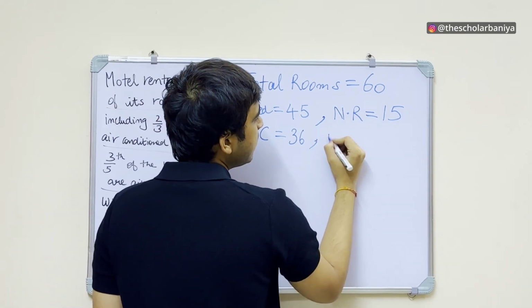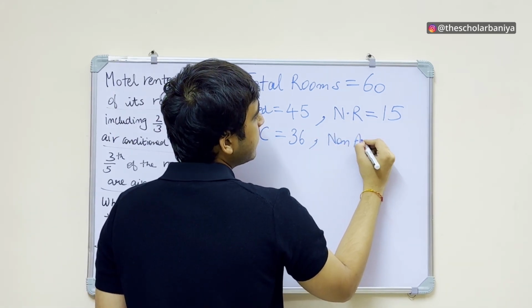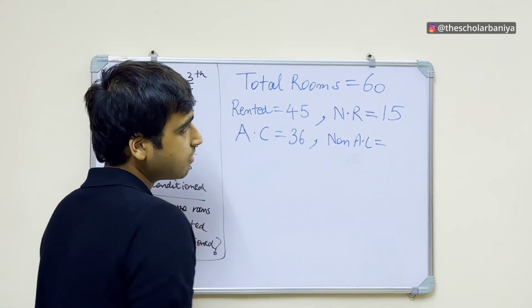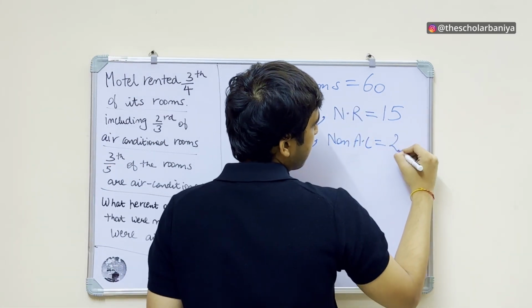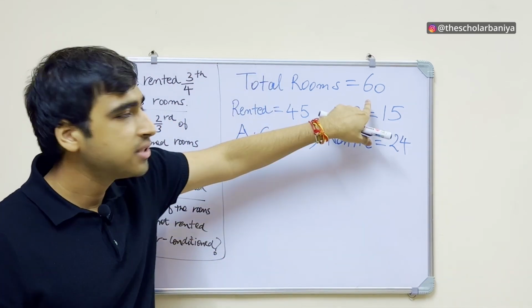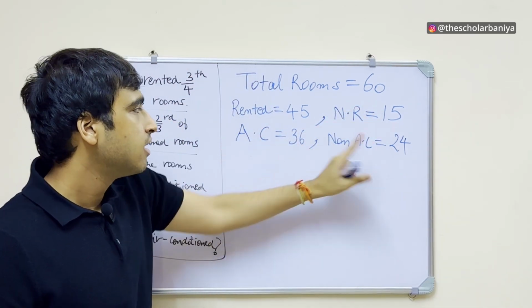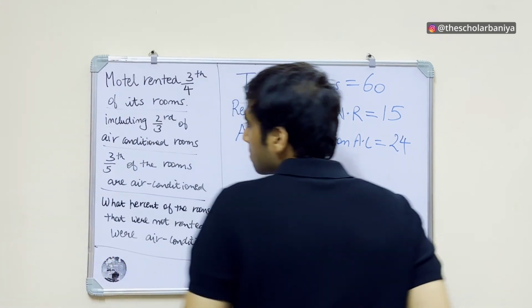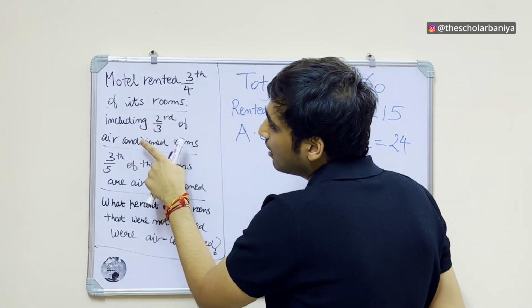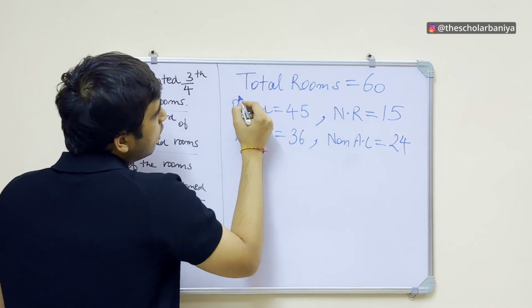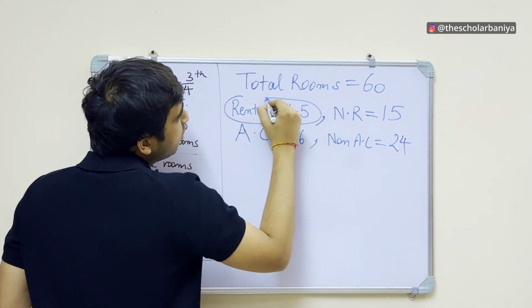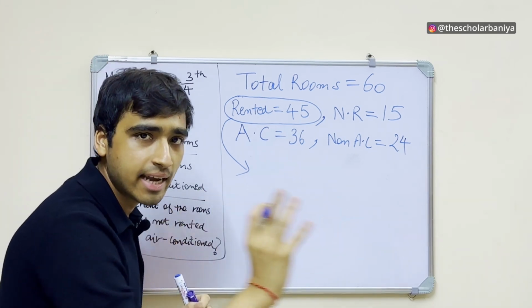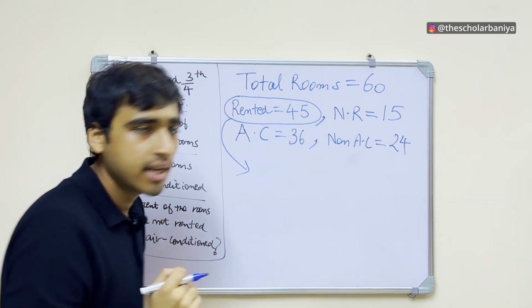So how many will be non-AC? Non-AC will be 60 minus 36, which will be 24. So there are 60 rooms in total, out of which 36 are AC, 24 are non-AC, non-air conditioned. And we have been given that we rented a total of 45 rooms. Out of these 45 rooms, there will be some air conditioned and some non-air conditioned.